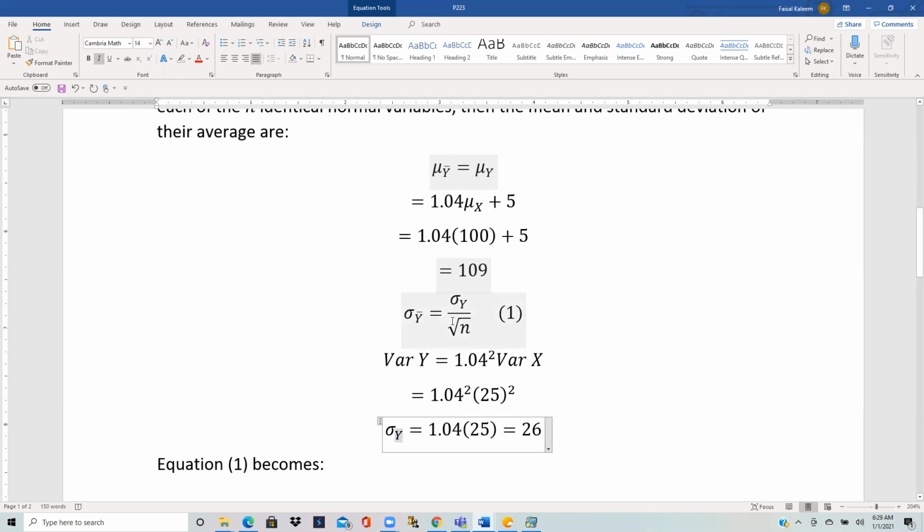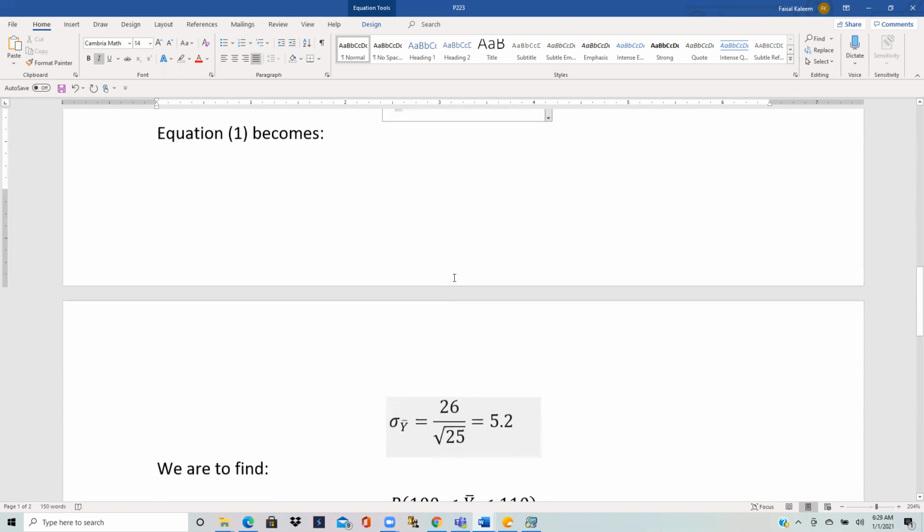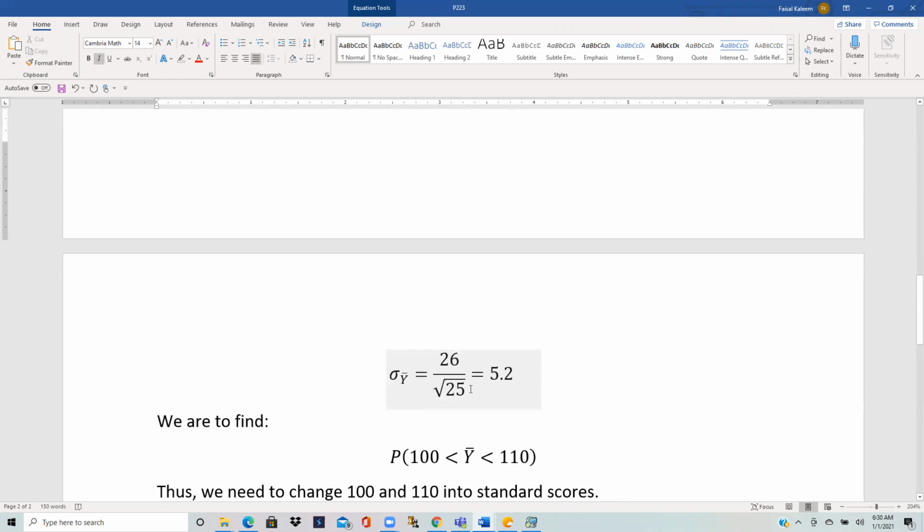Therefore, from equation 1, we can calculate sigma of Y bar. That's sigma Y divided by square root n. Sigma Y is 26, and n is 25, so the square root of 25, because we're told the average of 25 claims. So that's 5.2. Now we have the mean and standard deviation of Y bar. The question was to find the probability that the average of the second year was between 100 and 110, so Y bar between 100 and 110.